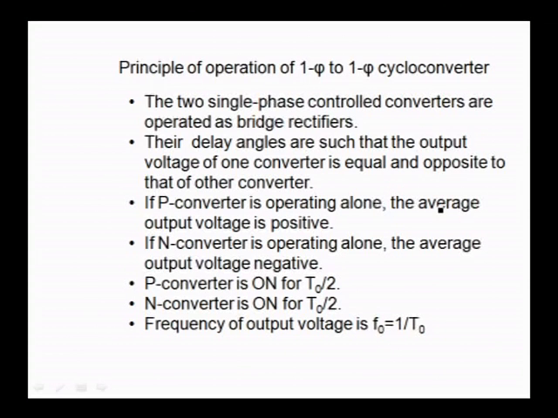Now let us summarize the principle of operation of the single phase to single phase converter. I already told you the two single phase controlled converters are operated as bridge rectifiers. Their delay angles are such that the output voltage of one converter is equal and opposite to that of the other converter. When the P converter is operating alone, the average output voltage is positive. When the N converter is operating alone, the average output voltage will be negative.